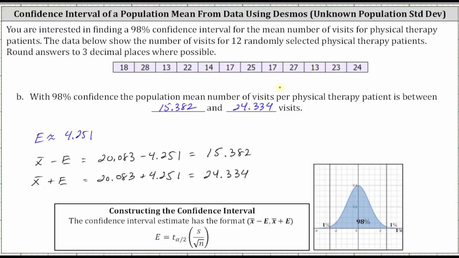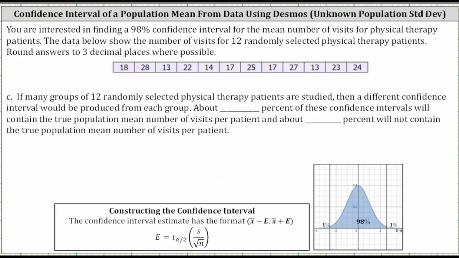To get a better understanding of the 98% confidence interval for Part C, if many groups of 12 randomly selected physical therapy patients are studied, then a different confidence interval would be produced from each group. About 98% of these confidence intervals will contain the true population mean number of visits per patient, and about 100% minus 98% or 2% will not contain the true population mean number of visits per patient.